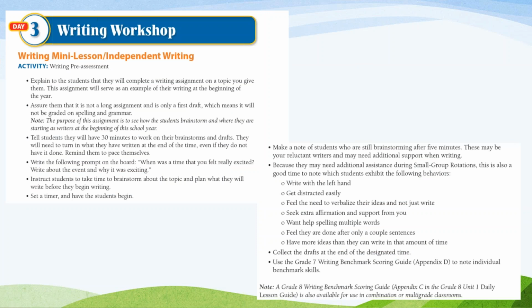So just to show you the connection between the scope and sequence and the daily lesson guide. This is a sample from 7th and 8th. It happens to be day 3 for the writing workshop. During the first week that you're using this material in the first month, there are going to be specific pre-assessment lessons outlined. And this happens to be one of those writing mini lessons. If you speed read through, you'll notice down in the bottom right column, the last bullet says this is what you can use for grade 7. It's in the appendix. And then there's a note: if you need that information for grade 8, you can see where it's located.